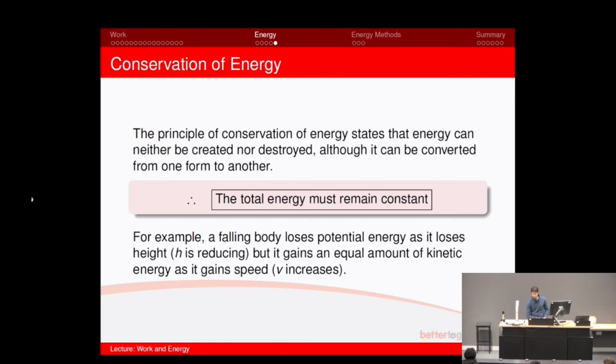So, for example, a falling body loses potential energy as it loses height. When you look at the equation mgh, its h value is decreasing, meaning its potential energy is decreasing as it reduces its height while falling. But it gains an equal amount of kinetic energy because it's gaining speed. Because of the gravitational acceleration constant, it is constantly accelerating as it falls through the air, so its kinetic energy is increasing while its potential energy is decreasing. That's where total energy is the same, it's just changing over from potential energy to kinetic energy. That's essentially what conservation of energy is all about.